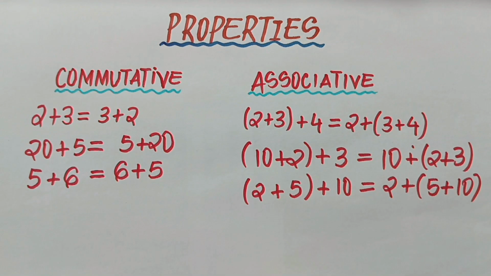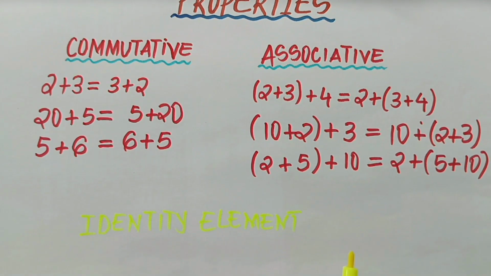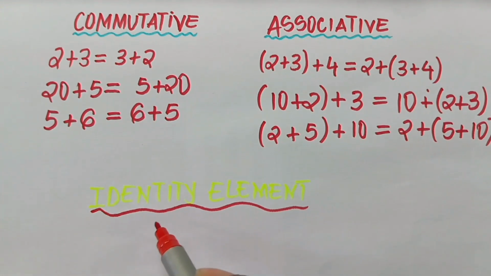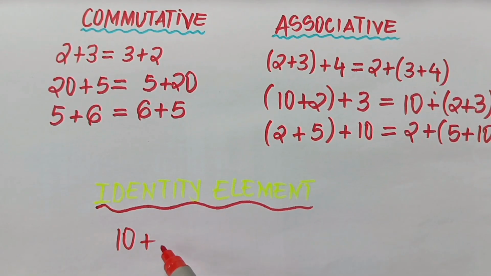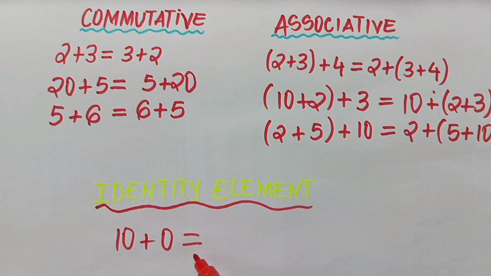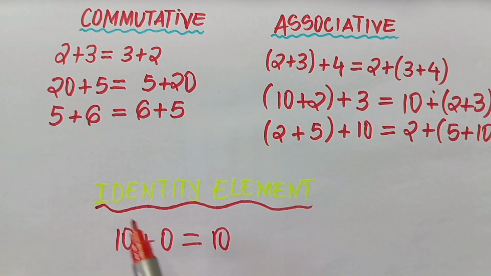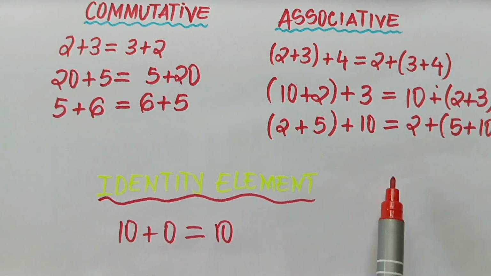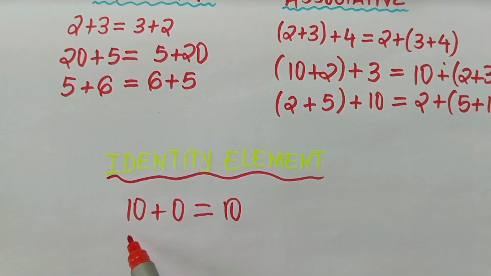The last property is called identity element. I'm going to write here what happens. For example, if you have 10, adding 0 changes nothing. The value of this expression is 10, because 0 doesn't change anything here. This is called the identity element. And I'm going to show you another example. For example, you have here 5 plus 0 equals 5, because 0 doesn't change anything here.